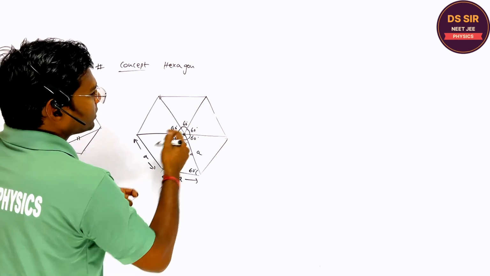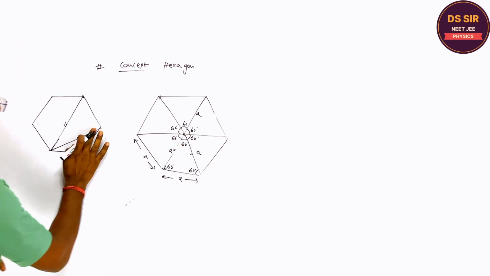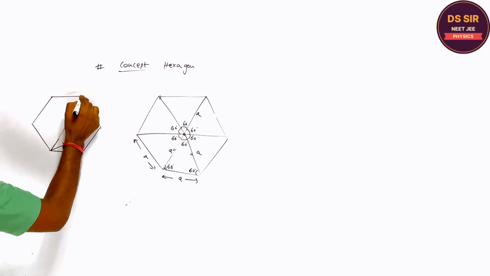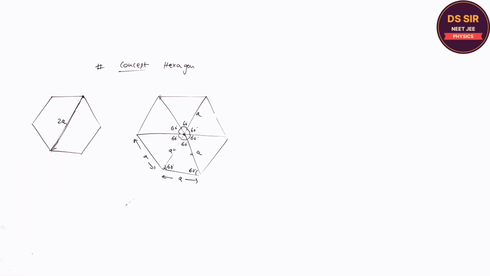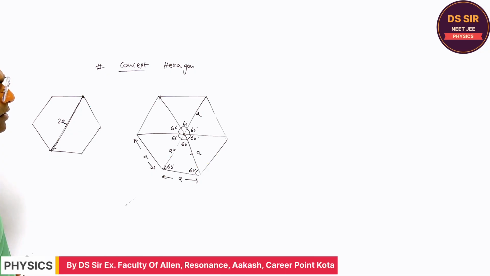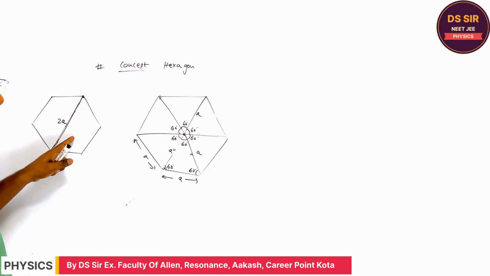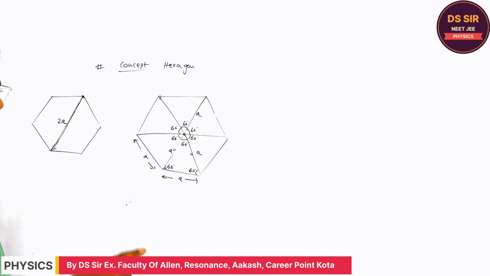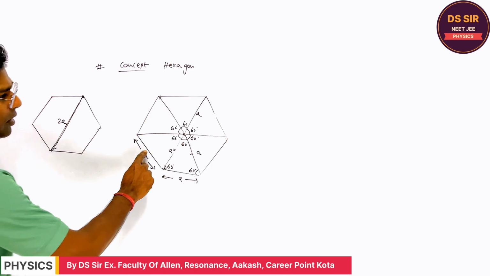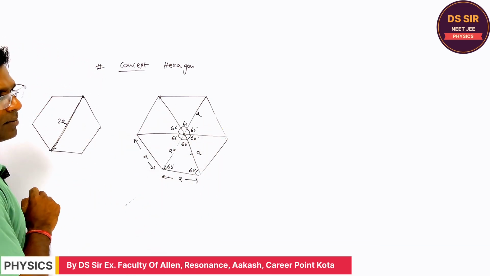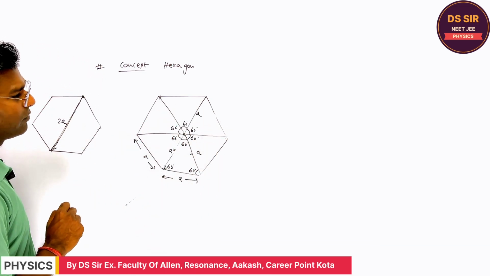If this side is A, this distance is also A. So can you tell me what is the length of this big diagonal? Say this is 2A. What is the big diagonal of the hexagon? Say 2A. Right, Vrinda? You are getting this thing or not? Any doubt in any angle or side? Please tell. I can explain once again.